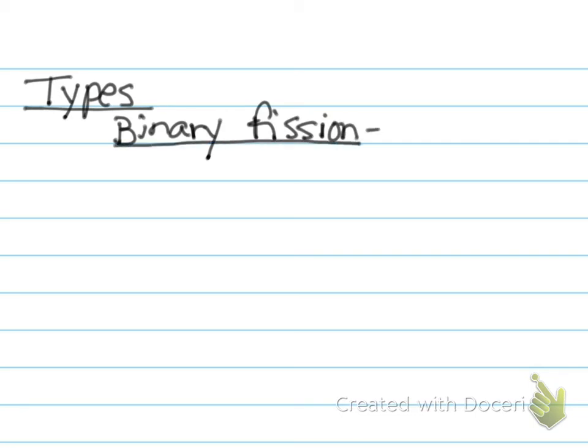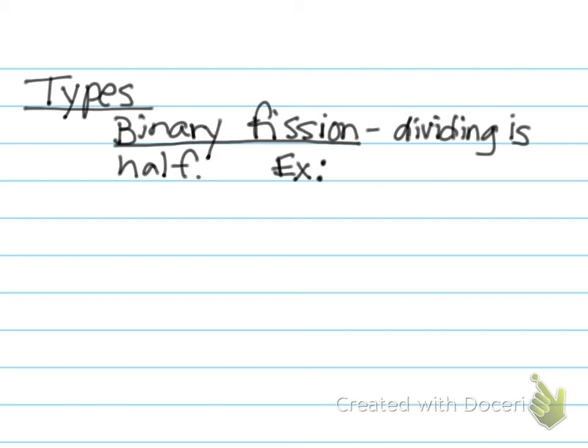The first one we're going to talk about is called binary fission. Binary fission. And it sounds super hard, but it's not. It just means dividing in half. And there are things out there that do this. And our example that we're going to see today in a video is the amoeba. And I'm hoping you remember amoeba from 7th grade science.